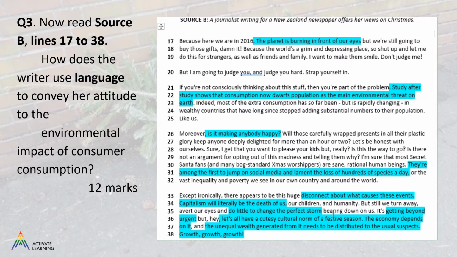But they want to support the economy, and the unequal wealth generated from it needs to be distributed to the usual suspects. So she's very suspicious of those in authority and business who receive the money that we spend. Here she uses repetition to highlight her view about consumerism, the fact that everything we do leads to growth, which many consider more important than safety.